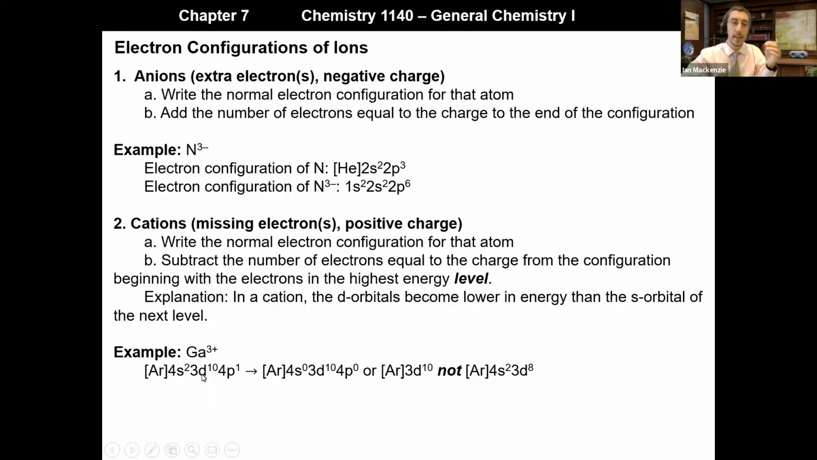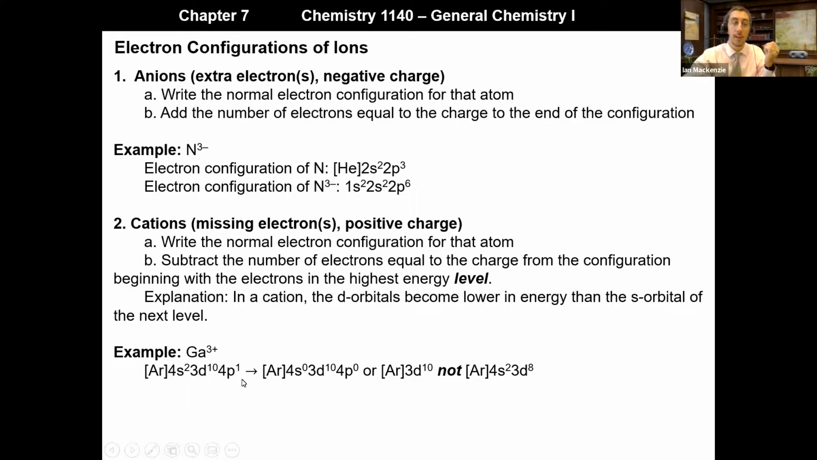Because we're forming a cation, the d orbitals, even though they're written out in the neutral atom as being higher in energy than the 4s, are actually lower in energy in a cation. And so when I have to lose 3 electrons from the neutral atom's electron configuration, I take them from the 4 energy level first, and I don't take them from the 3 energy level.